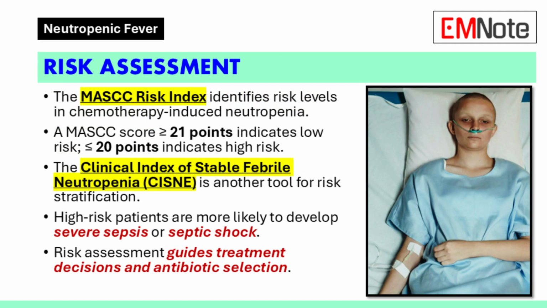Risk assessment. Individuals with neutropenic fever should be evaluated to determine their risk of developing medical complications, such as severe sepsis or septic shock. The Multinational Association of Supportive Care in Cancer, MASCC, Risk Index, is a clinical practice guideline used to identify the risk of medical complications in patients with chemotherapy-induced neutropenia. A MASCC score of 21 points or higher is considered low risk, while a score of 20 or lower indicates high risk for morbidity and mortality. The Clinical Index of Stable Febrile Neutropenia, CISNE, is another tool that can help risk stratify patients.